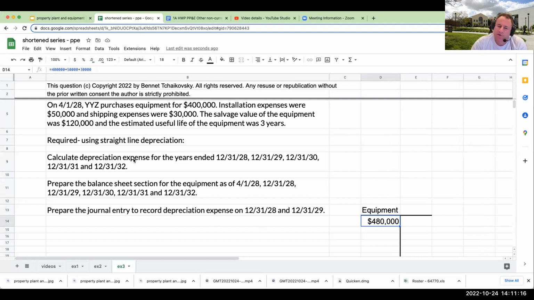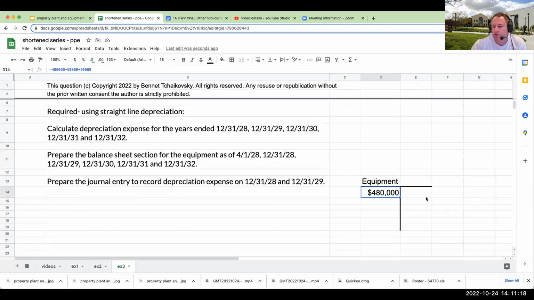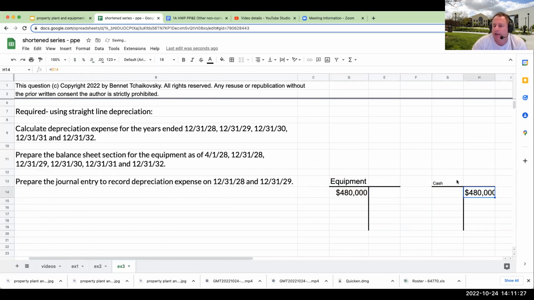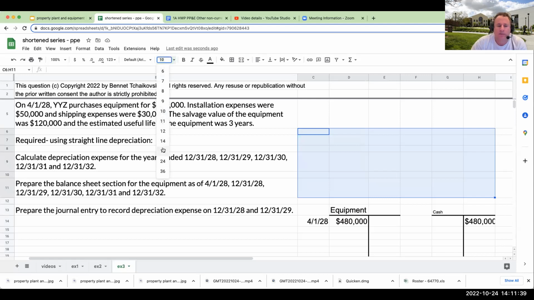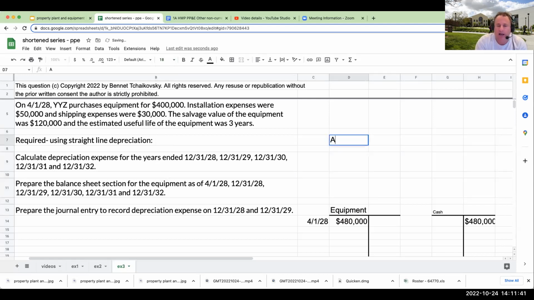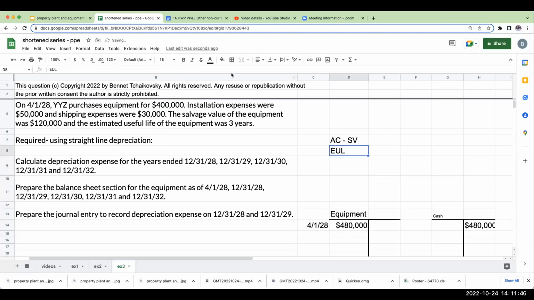The first thing we do when we get this is debit equipment, and assuming I paid cash for all those items, I'm going to credit cash for 480,000. That was on April 1st, 28. Now, to compute annual depreciation expense, I take my acquisition cost minus my salvage value divided by my estimated useful life.